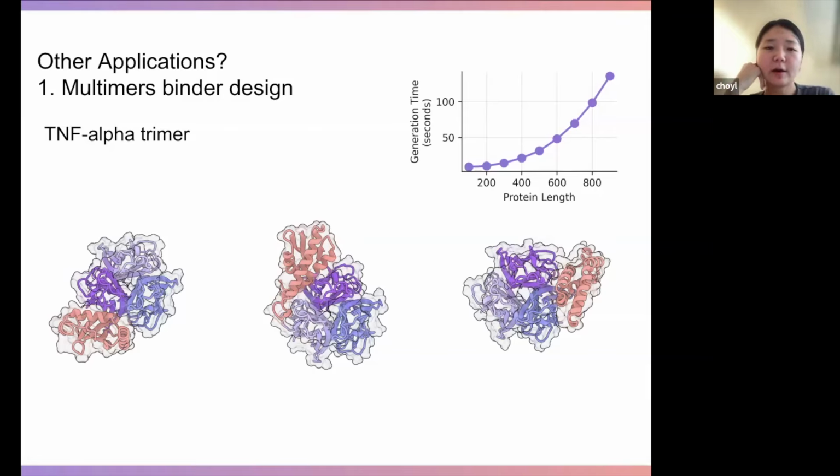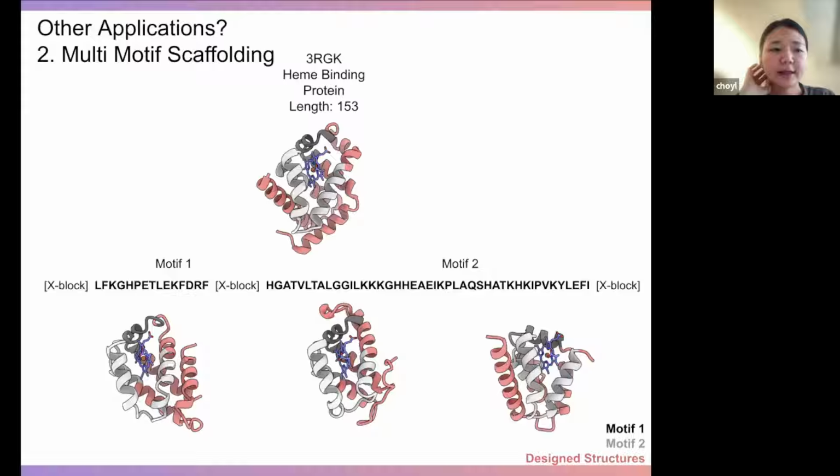But in this pipeline, we don't really use any backpropagation. This is just a one-shot forward prediction. So we can just give it 3 copies, 4 copies or 5 copies of targets and make a single prediction. And you can choose the target that can well bind to the outer part of these oligomers.